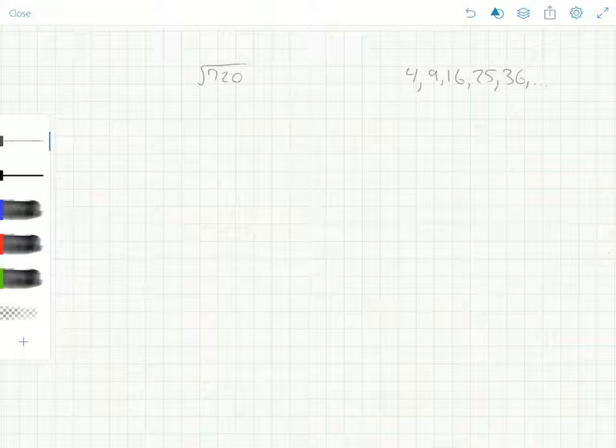This is another video explaining how to simplify radicals, and I've chosen to take the square root of 720 because it's a large number, so somewhat intimidating, but it's also a highly divisible number. So remember that our approach is to attack the number with perfect squares.